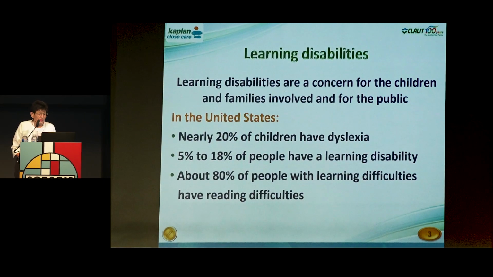So learning disabilities are quite a common disease, and it concerns the child, his family, and also the authorities. Just some numbers. In the US, nearly 20% of children have dyslexia. About 5 to 18%, depending on the study you read, of people have a learning disability. And out of them, about 80% will have some kind of reading difficulties.